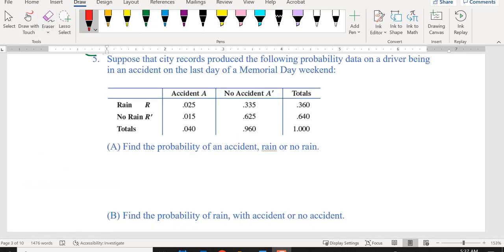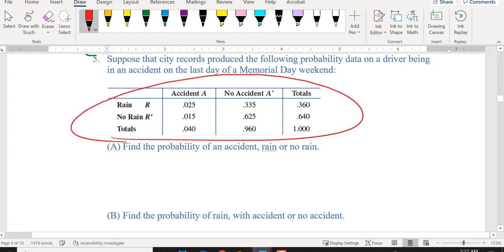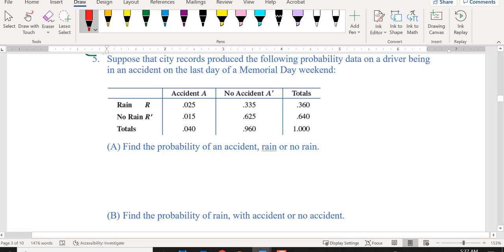Example number 5. Suppose that city records produce the following probability data on a driver being in an accident on the last day of a Memorial Day weekend. And they give you this table. Okay, first question says find the probability of an accident, rain or no rain.